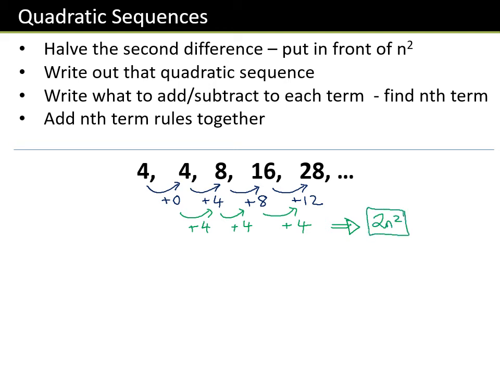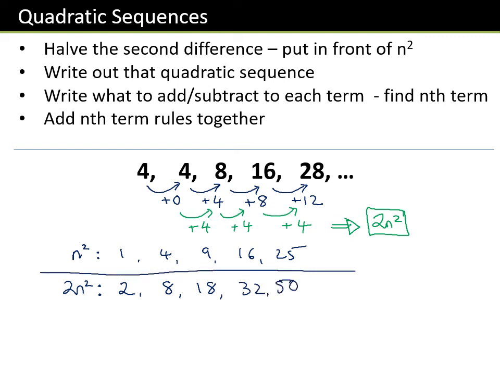So the first job is to write out the sequence of 2n squared. Personally, I would always start with the sequence n squared. 1, 4, 9, 16, 25. Then write 2n squared, so I'm doubling it, 2, 8, 18, 32, 50. Ignore the n squared above it now. So I've got 2n squared. I know my sequence above relates to that.